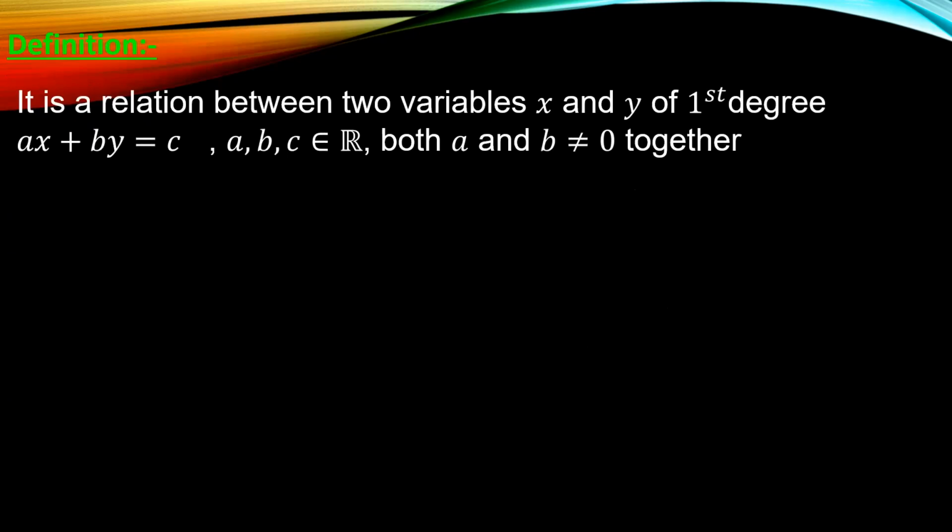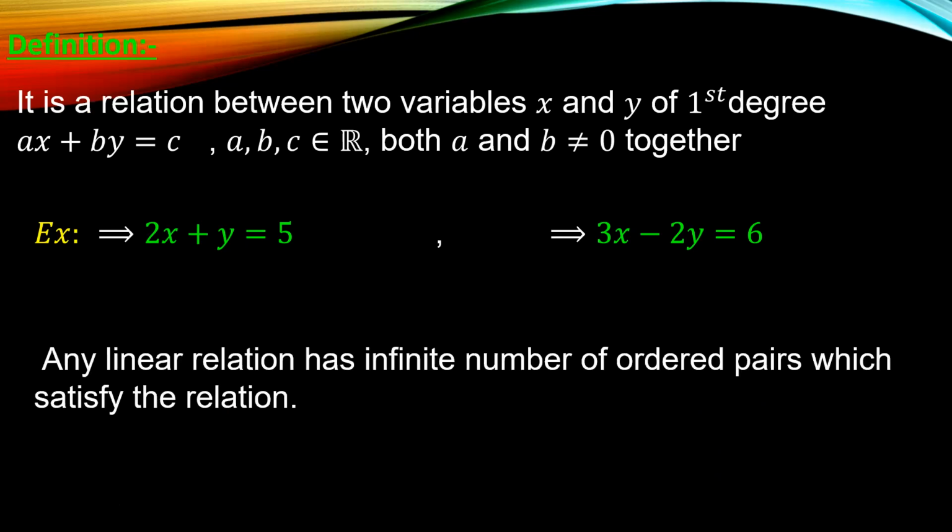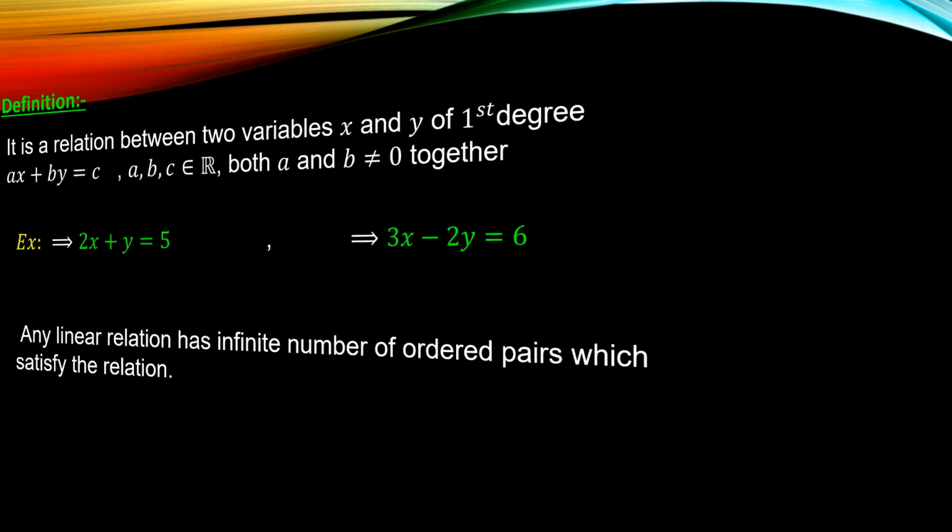The definition is a relation between two variables x and y of the first degree, which means ax plus by equals c, and a, b, c belong to R, and a and b do not both equal 0. For example, 2x plus y equals 5 and 3x minus 2y equals 6. Any linear relation has an infinite number of ordered pairs which satisfy the relation.